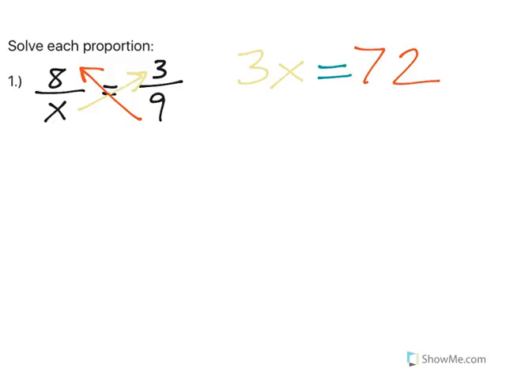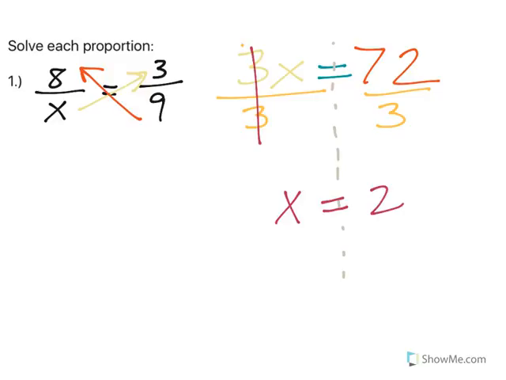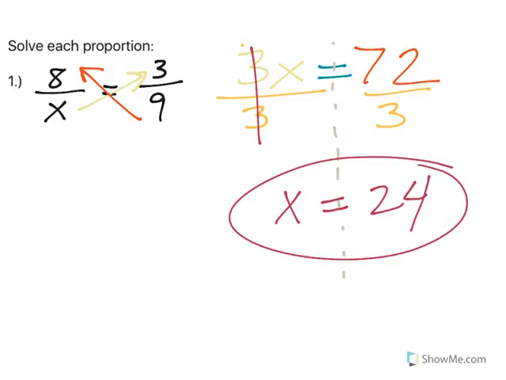Okay, so the equal sign breaks your equation into two equal parts. We want to get x by itself. Well, this is 3 times x, so I'm going to divide each side by 3. Because 3 divided by 3 is 1, I'm left with 1x. 72 divided by 3 is 24. So my missing piece is 24.